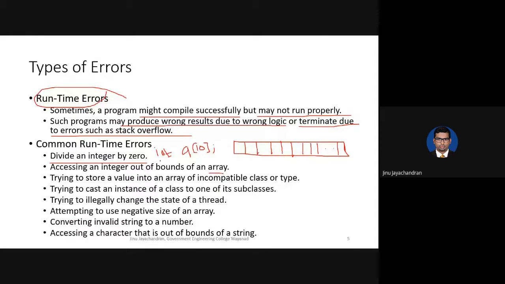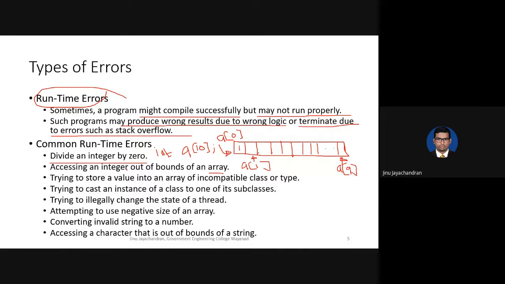You can access each memory location by saying, let's say, a of 0, which means you are accessing the first memory location. A in square brackets 1 means you are accessing the second memory location. And if you say a of 9, it means that you are accessing the last memory location. There is no a of 10. That is an error: index out of bounds of the array.